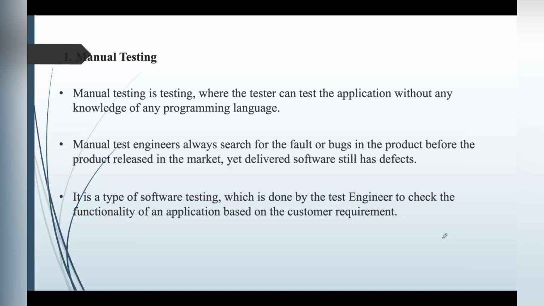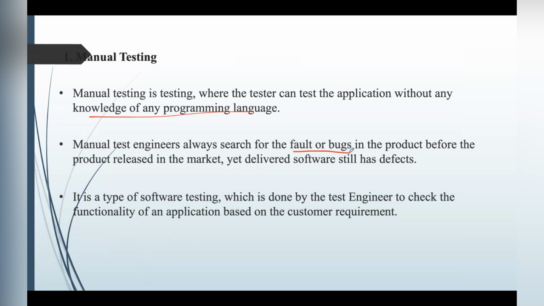When the tester writes a testing script manually and tests the software until it functions properly, it is known as manual testing. In manual testing, the tester can test the application without any knowledge of programming language. Manual test engineers always search for faults or bugs in the product, because before releasing the product into the market, we must first identify if the product is bug free or error free.